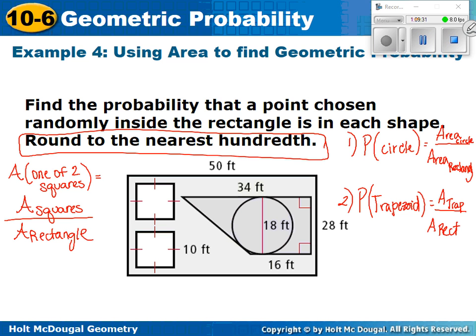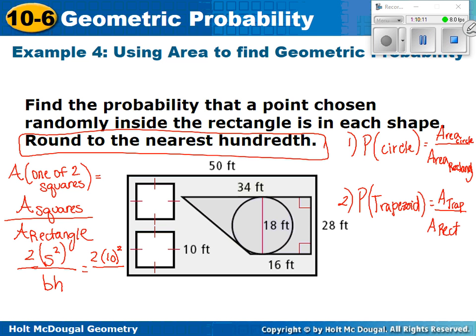How do I find the area of a square? Side squared. So write your formulas down. Side squared. How do I find the area of a rectangle? Base times height. But be careful. I don't just want one square. How many squares do I want? 2. So once I find the area of one of the squares, since they have the same dimensions, what am I going to do? Multiply it by 2 because I have 2 squares. Okay, what is the side length? 10. So I'm going to have 10 squared, and then I'm going to multiply that by 2 because I have 2 squares.